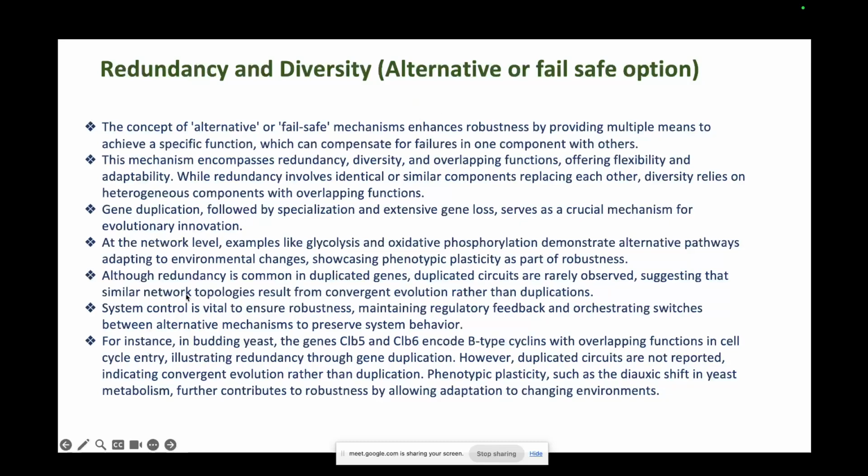Although redundancy is common in duplicated genes, duplicated circuits are rarely observed, suggesting that similar network topologies result from convergent solutions rather than duplication. So the idea is that you can have duplicated genes, but you cannot have duplicated circuits, duplicated networks. So the whole network cannot be duplicated like that. So somewhere or the other, if you delete a gene, even if that is duplicated, it will fail because the whole network is not duplicated, right?